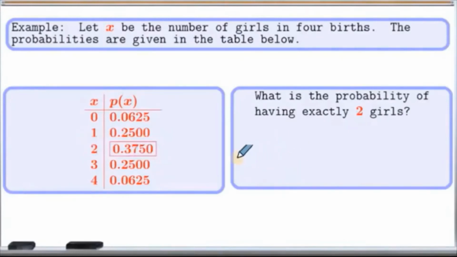So therefore, probability of having exactly 2 girls equals 0.3750.